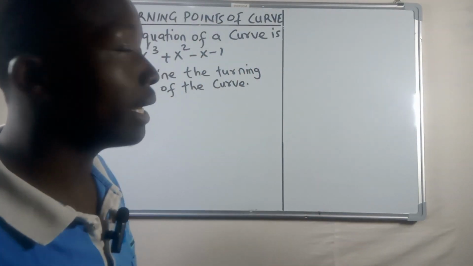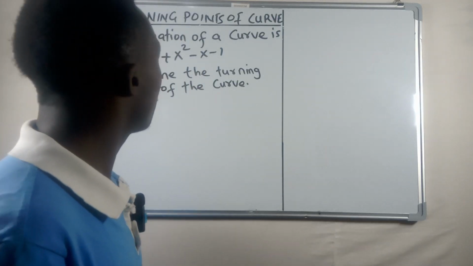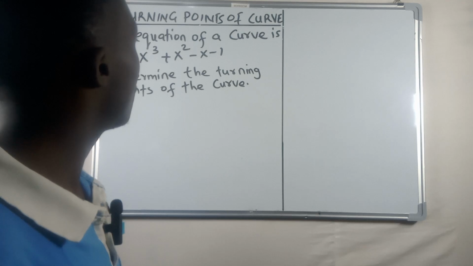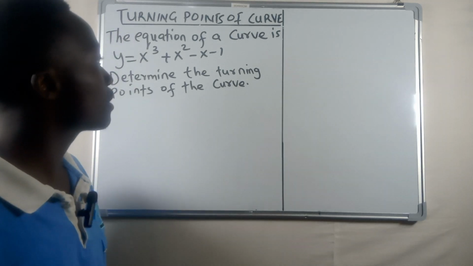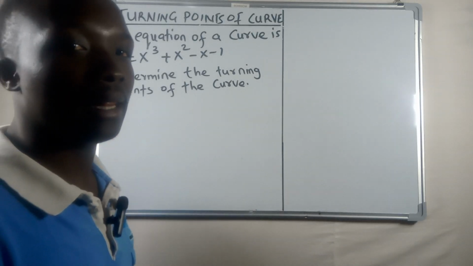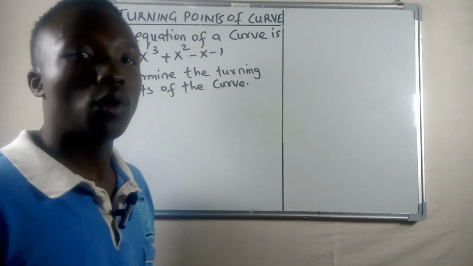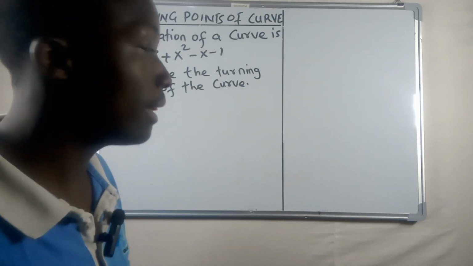Then we can determine the turning points of a curve. So how do we determine the turning points of a curve? We have a question here. The equation of a curve is y equals x cubed plus x squared minus x minus 1, and we are supposed to determine the turning points of the curve. We also call the turning points stationary points. And how do we determine them?